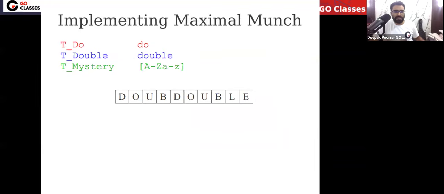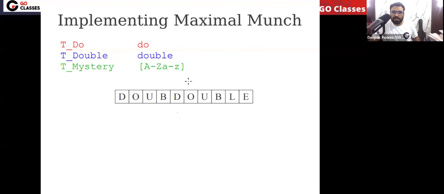Let's see this example. This is an interesting example, a perfect one to understand maximal munch or longest match. We have three tokens now, and these are the corresponding regular expressions. There is a do token and a double token. These are keywords in the C language: for the do keyword the token is do, and for the double keyword the token is double. And there is a mystery token. Understand one thing: this mystery token is a single letter. There is no star here.